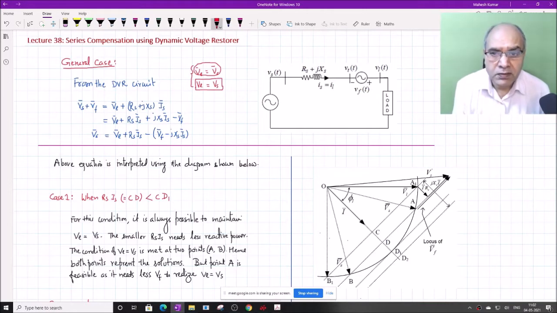So today we will explore some more possibilities of this compensation scheme and see what the conditions and constraints are, up to what limit we can realize compensation of the voltage without using the support of active power.